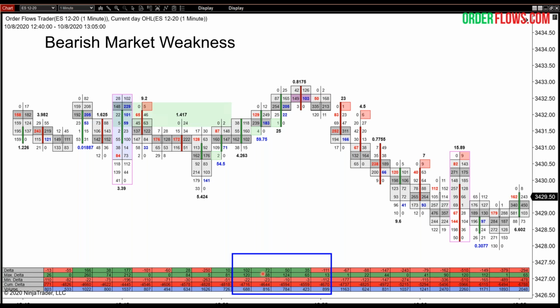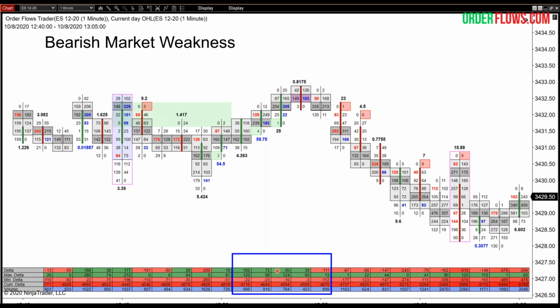102, 72, right? It made a new high, but it's only 72 in the delta. The aggressive buyers are weaker than the previous bar. Then you get to the next bar, 50. All right, it's still a green up candle. The market's still going higher. Just broke out of the swing high, but the delta is smaller.